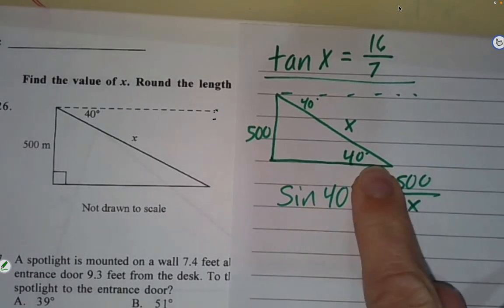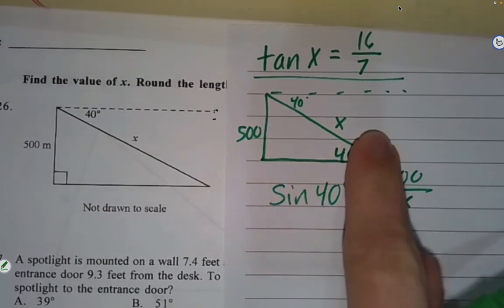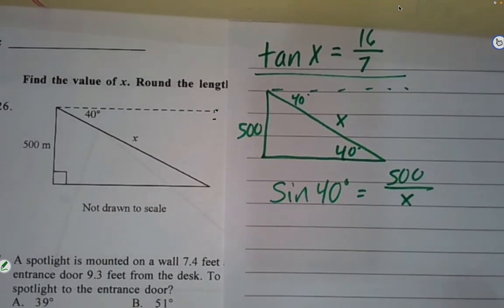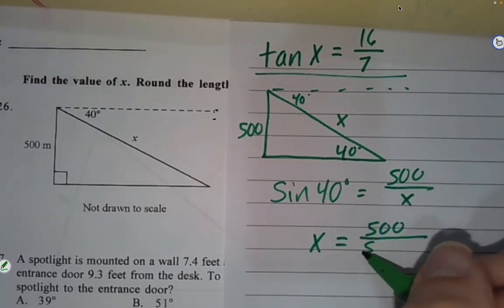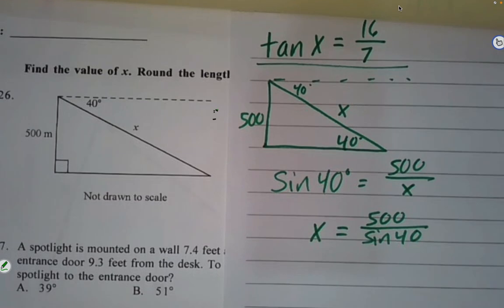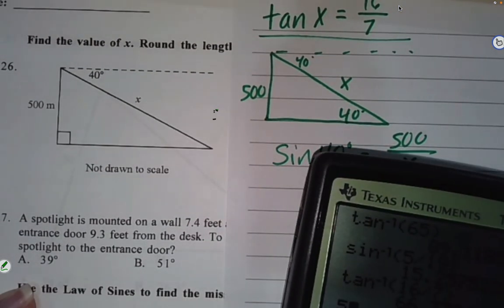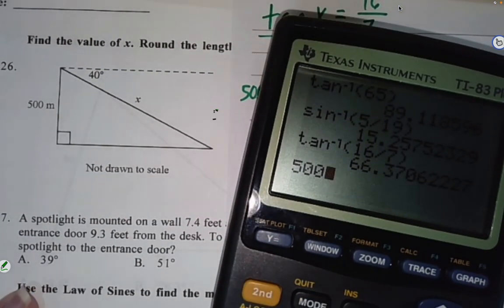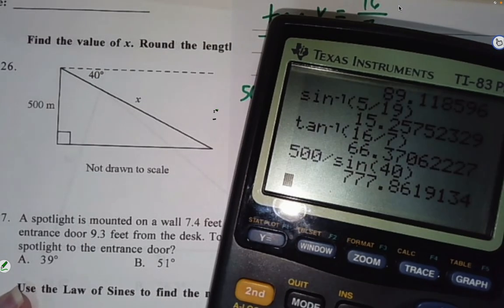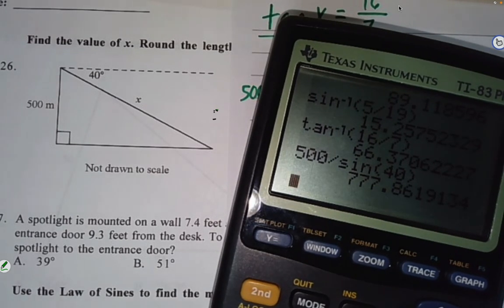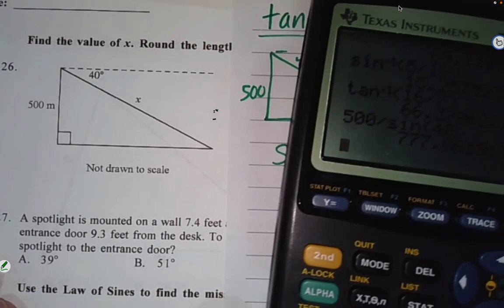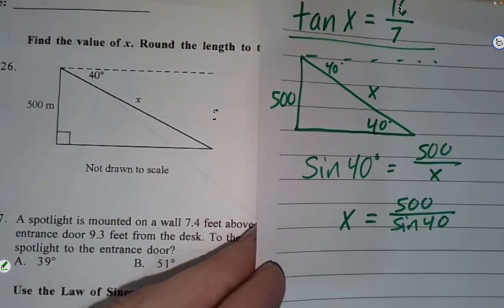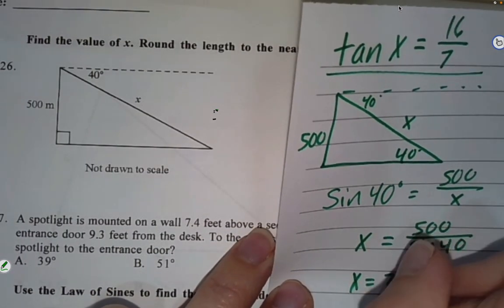So I did sine of 40 equals opposite over the hypotenuse. And then I'm just going to switch them. So x equals 500 divided by the sine of 40. And I'm just going to type that in my calculator. So 500 divided by the sine of 40, and I get 777.8 or 0.9. It rounds up to 777.9. So that's what I would write for my answer.